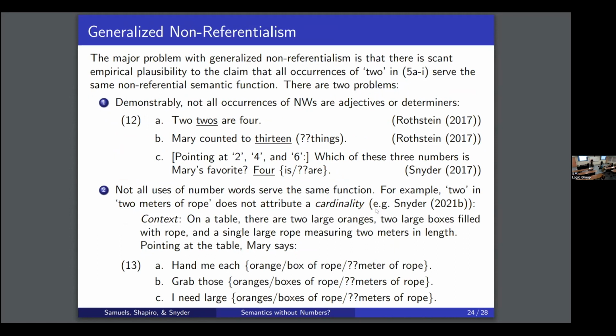So the main problem with generalized non-referentialism is that there's very, very little empirical plausibility to the idea that all uses of 2, every occurrence of the word 2, is witness to the same non-referential adjective or determiner. So there are actually 2 problems here. First, demonstrably, I can demonstrate to you that not all occurrences of number words are adjectives or determiners. Here's an example from Susan Rothstein. "2 2s are 4." This is like British English for learning how to add. Put 2 2s together, you get 4.